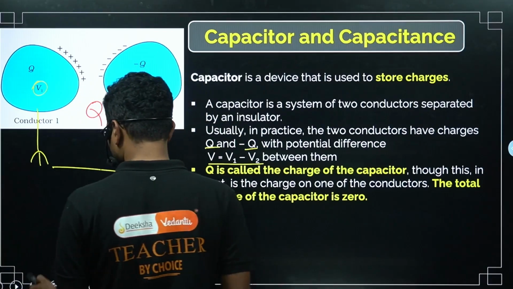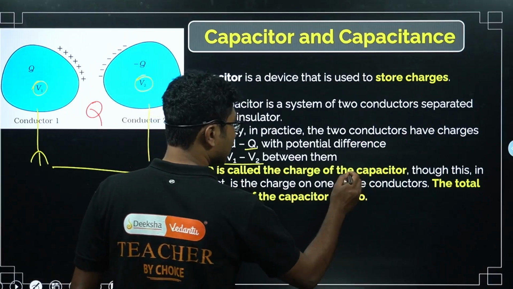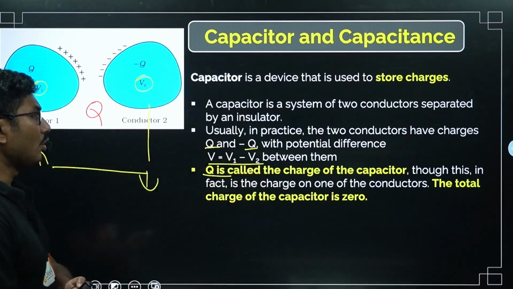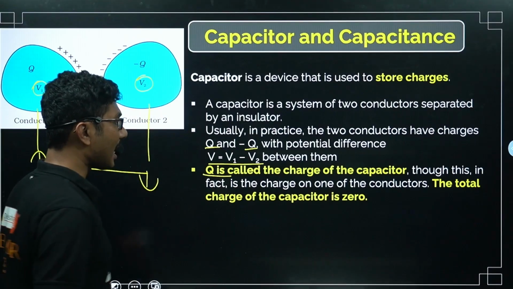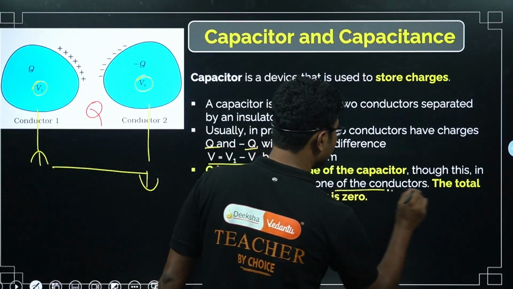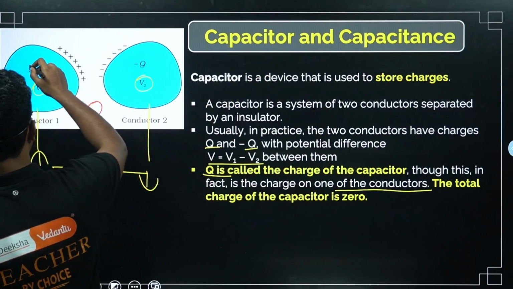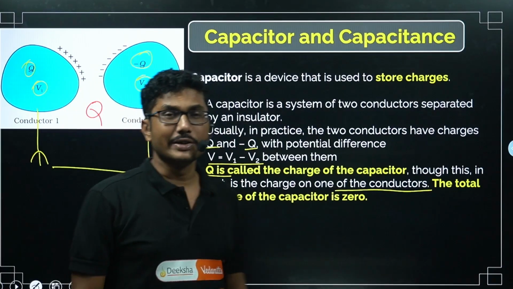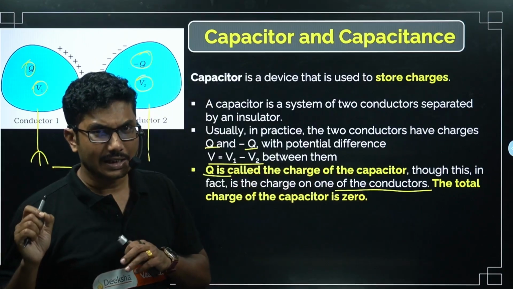The charge of the capacitor is this q. Q is the charge of the capacitor, though in fact it is the charge of one of the conductors. So basically, even though it is the magnitude of the charge of one of the conductors, still we say the charge of the capacitor is q.